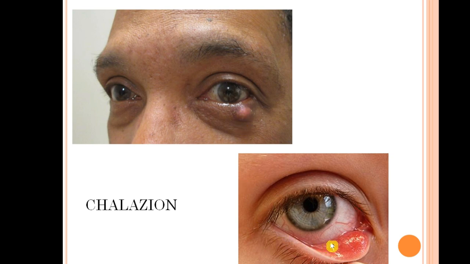Here is shown the undersurface, the conjunctiva. You can see there is erythema of the conjunctiva, and just below it here is the chalazion lying. So here you can see the erythema. So hope you have understood the clinical features of the chalazion.